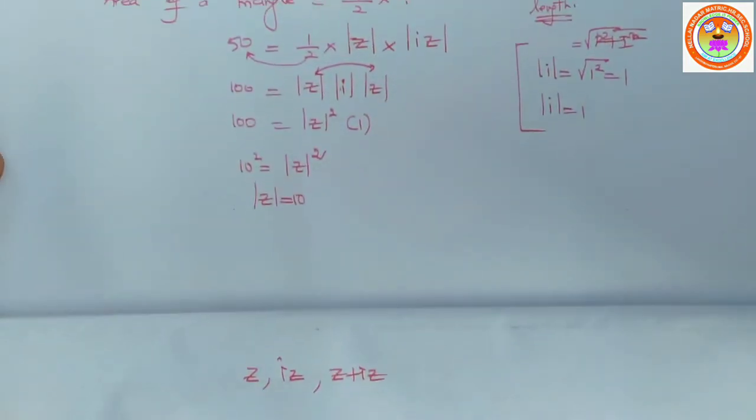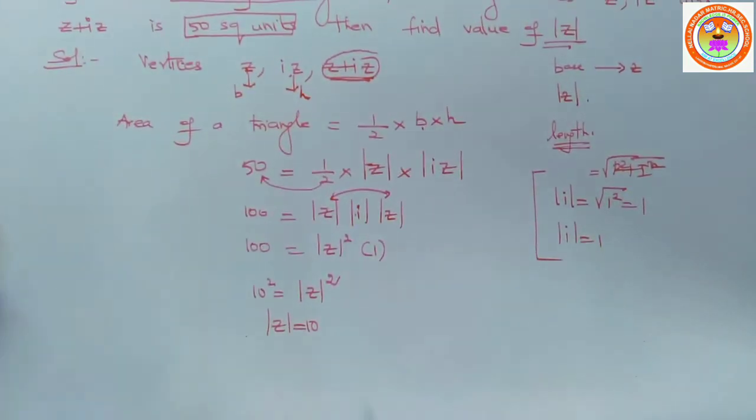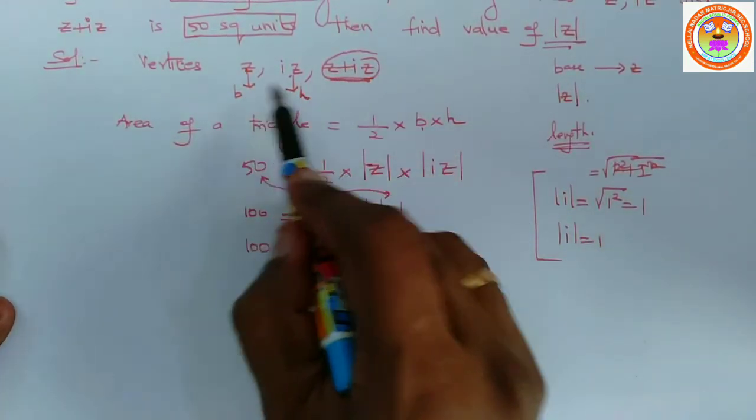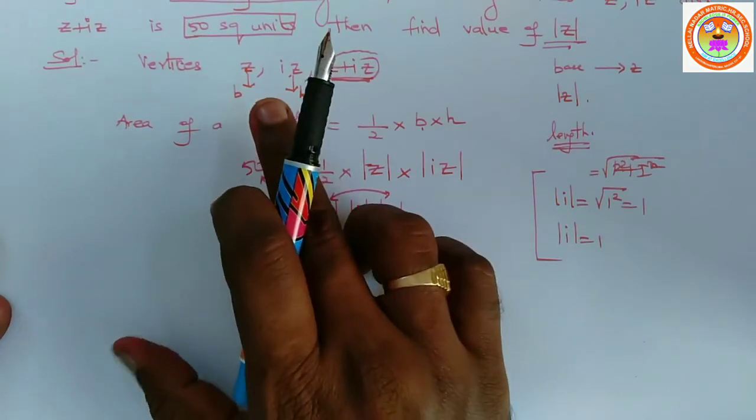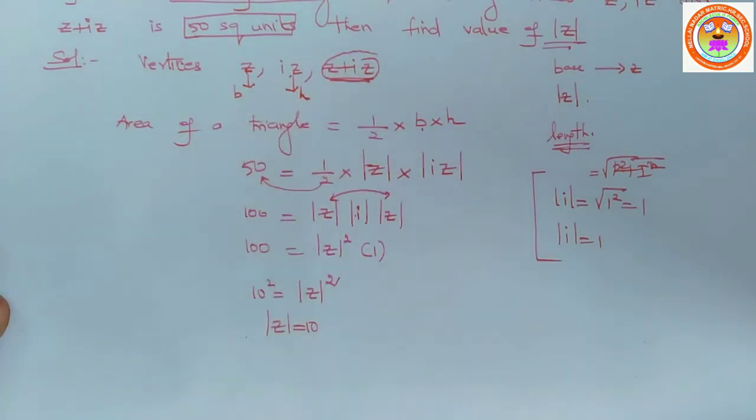So you don't need to explain all this. Just why I am not choosing z plus iz: I am choosing base and height because they are the length, the breadth and height. That's all.